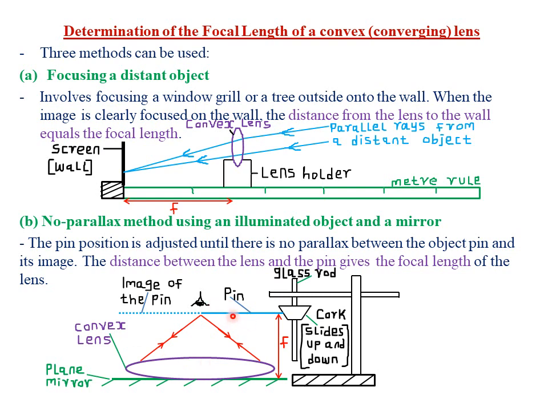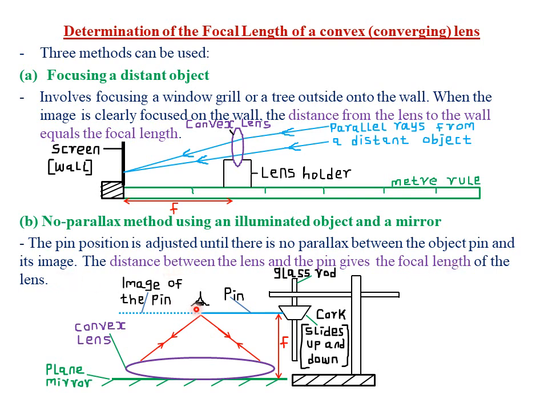When you reach a point where the pin is aligning with its image, as shown in this diagram, it means that there is no parallax. When the image aligns with the pin, that is when we say there is no parallax between the object and its image. At that point, the distance between the lens and the pin will give you the focal length of that lens.